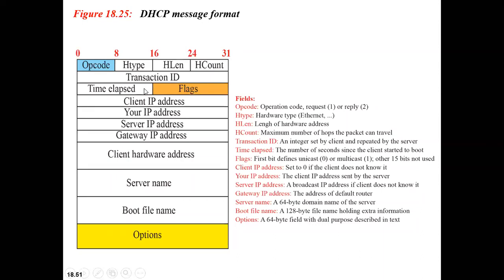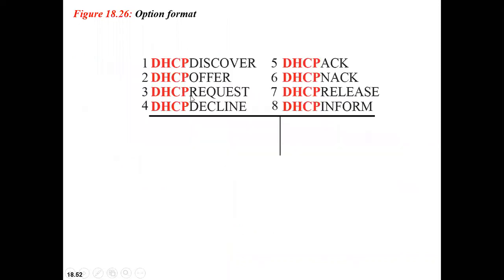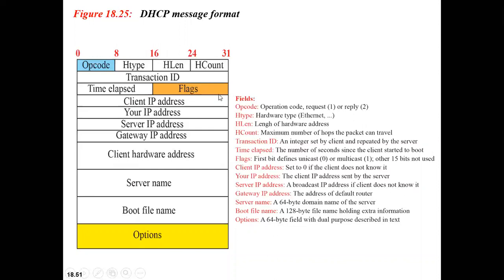Time elapsed is the number of seconds since the client started the transaction or started to boot. Next is flags. The first bit here defines unicast or multicast. If it is a unicast, it is represented with 0. If it is a multicast, it is represented with 1. And you know it is 16 bits here, correct? So it is 16 bits. One bit is used here, and the remaining 15 bits are not used for any other purpose.